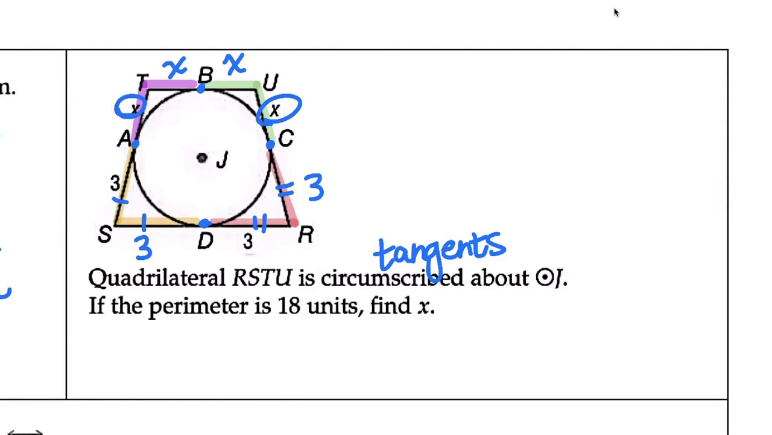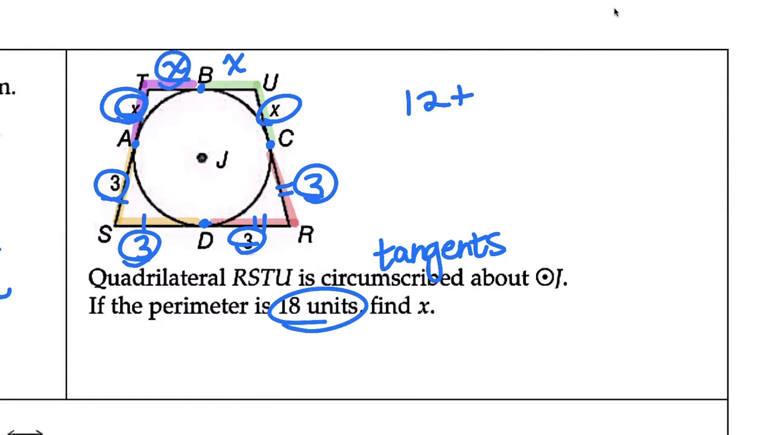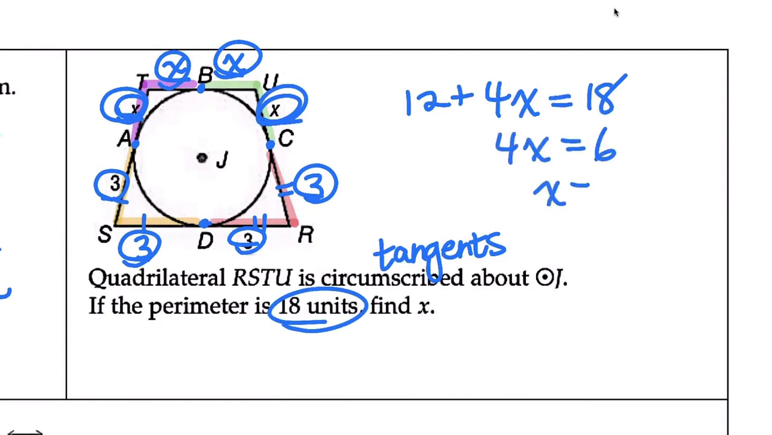Okay, the perimeter is 18, which was given in the problem. So we have four 3s, which is 12. And then we have four X's, so 12 plus 4x is equal to 18. That means that 4x has to be 6. X has to be 6/4, which is 3 halves, or 1.5. And that's just in units. It doesn't have any particular label on it, so just units.